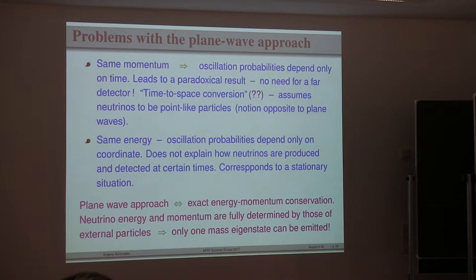Same energy is slightly better than same momentum, but again, there are problems. The oscillation probability depends only on coordinate. In this way, we cannot consider the situation when neutrinos were produced at some time and then detected at some different time. We have to consider only stationary situations. For stationary situations, this is a relatively good approximation, but otherwise it is not. So the problem is the use of plane waves and application of energy-momentum conservation.